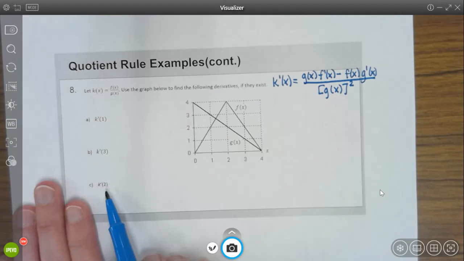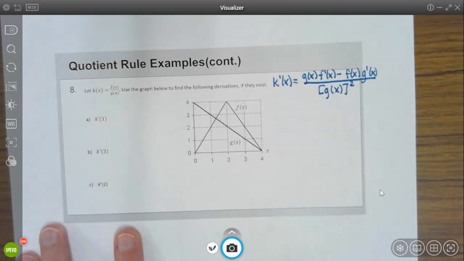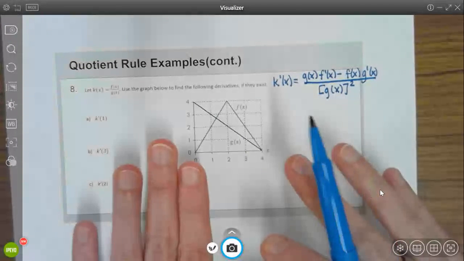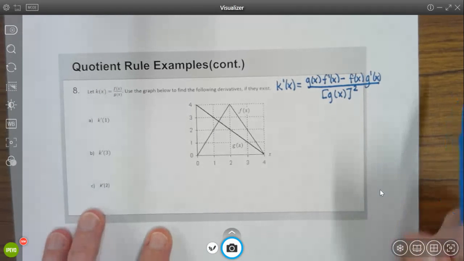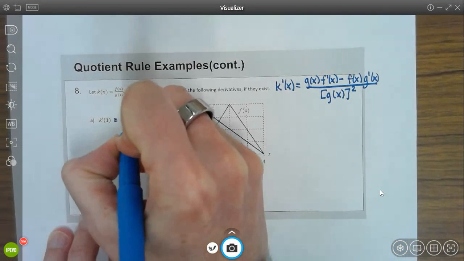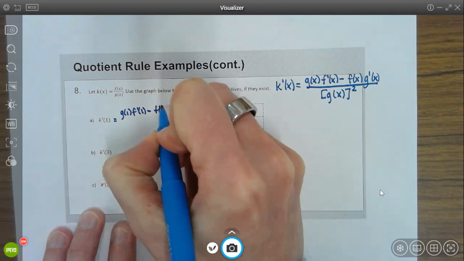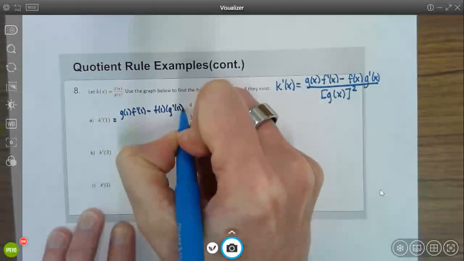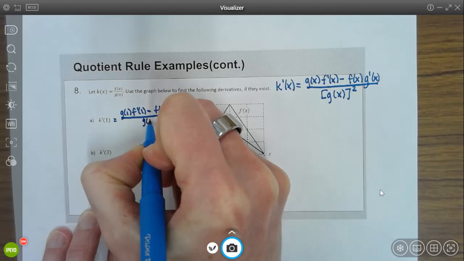In each of these problems, they're telling you to replace the x with different values. So in this first round, we're going to replace all of those x's with 1. And then we're going to interpret the information from the graph to get our function and our derivative values. So for k prime of 1, what we want to do is replace all of these x's with 1. So we're going to have g of 1 times f prime of 1 minus f of 1 times g prime of 1, all over g of 1 squared.